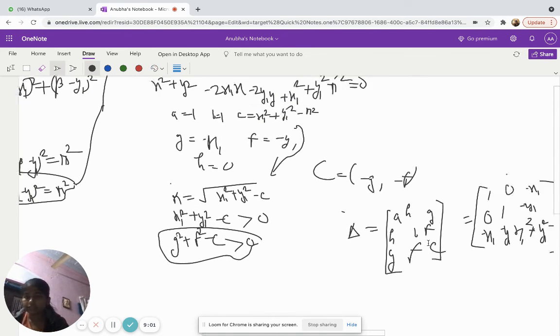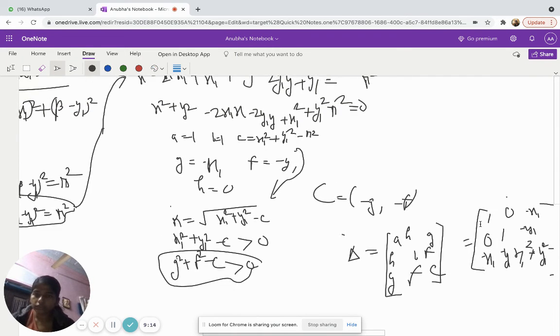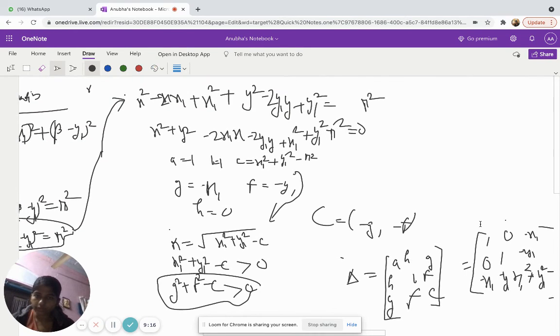If all these three conditions are satisfied, basically x1 square plus y1 square minus c should be greater than 0, and that is, the radius must be a real number. So if all these three conditions are satisfied, then we say that this equation represents a circle.